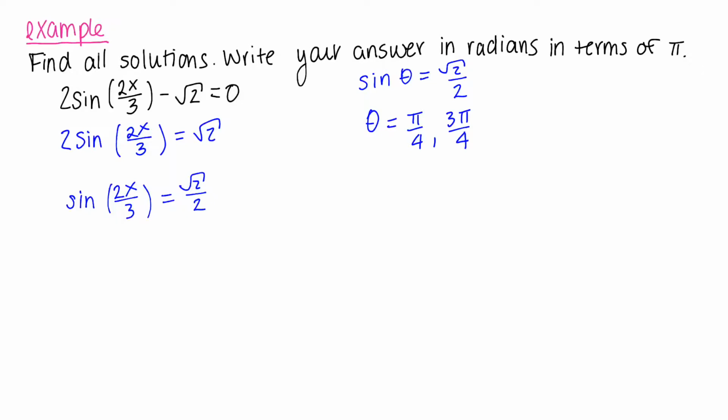All right, so what we're going to do, we're going to set this up similarly. We have 2x over 3, instead of saying theta equals, we'll say 2x over 3 equals pi over 4 plus 2 pi k. And then also we have 2x over 3 equals 3 pi over 4 plus 2 pi k. Now, we are trying to get x by itself because solving means solving for x.